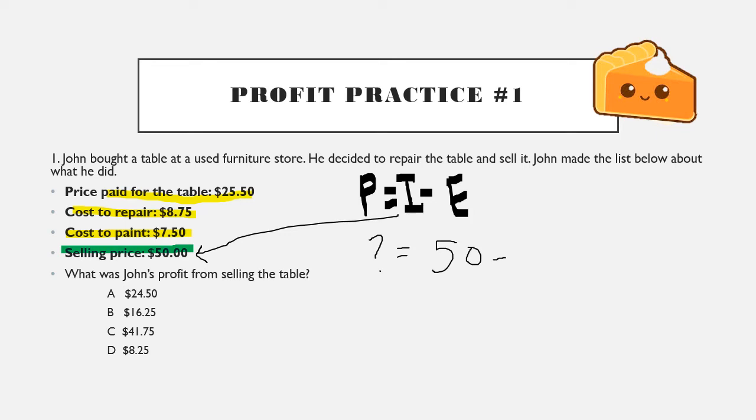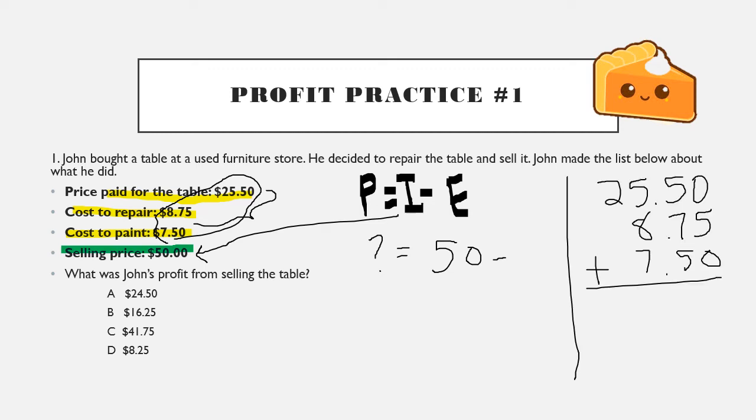Well, he paid for three things. He bought the table, he repaired the table, and he painted the table. If we put these numbers together, we will get the expenses. So right now, I'm going to add those three numbers up. If I add these up, I'm seeing what was the total amount he paid. I'm going to go ahead and solve.